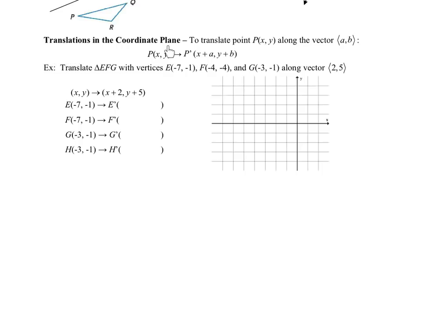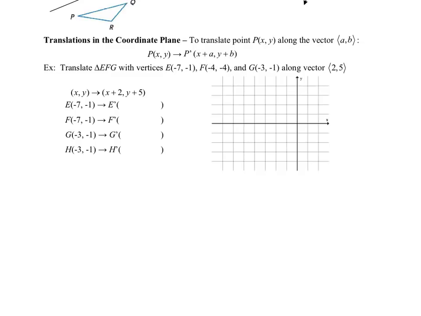Translations in the coordinate plane are a little bit easier because to translate a point with coordinates x, y in the coordinate plane, we will just translate each point along a vector. Remember, this is what we call a vector in component form, where a, b represents a horizontal change followed by a vertical change. All right, and so the rule that we'll follow to translate the point P with coordinates x, y along this vector is to add a to x and add b to y.